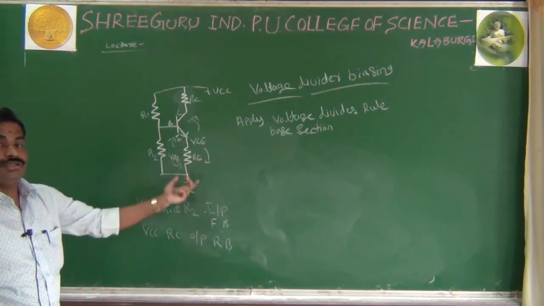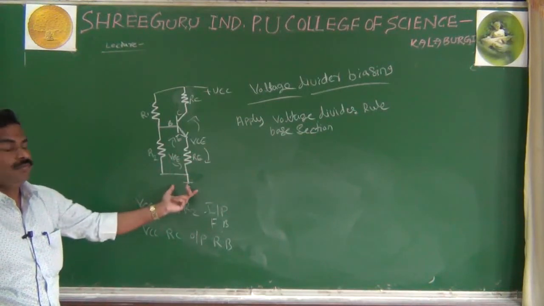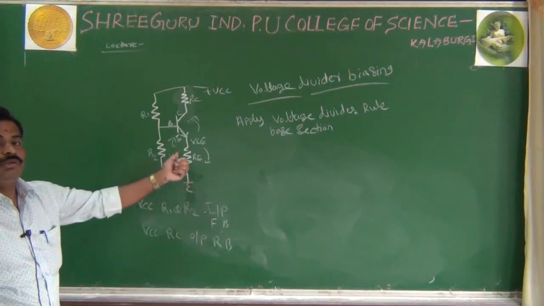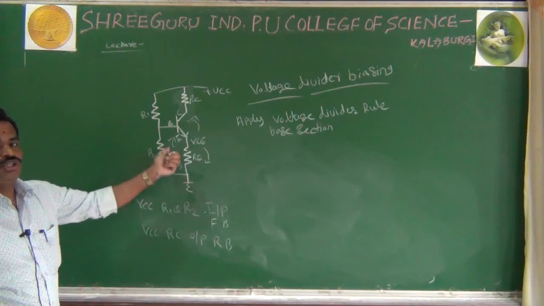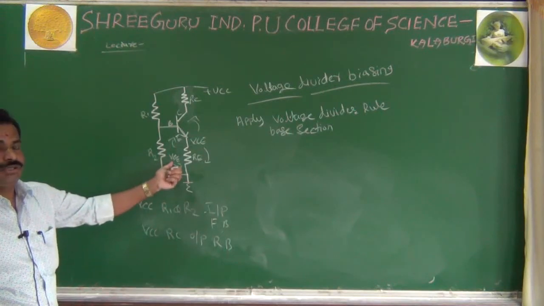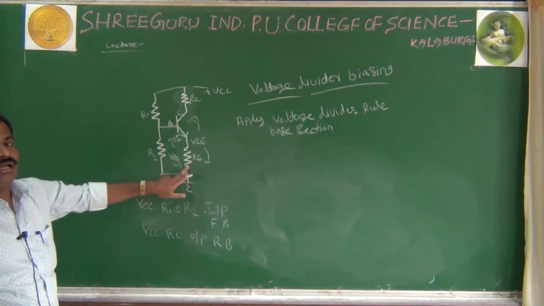To make the stability of the collector current, or the stability of the Q point. What is the importance of RE? To make the stability of the Q point. As I said, the Q point should be in the mid active region. Why are you using RE? To make the Q point stay in the active region.